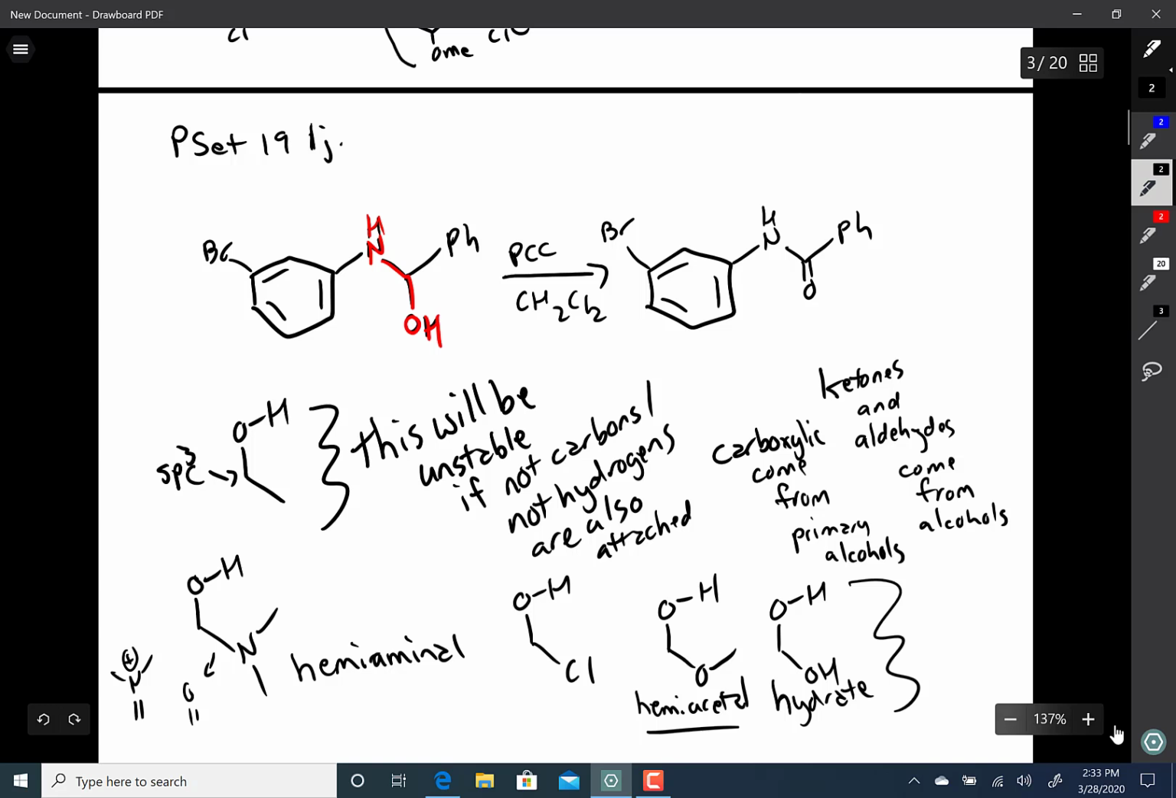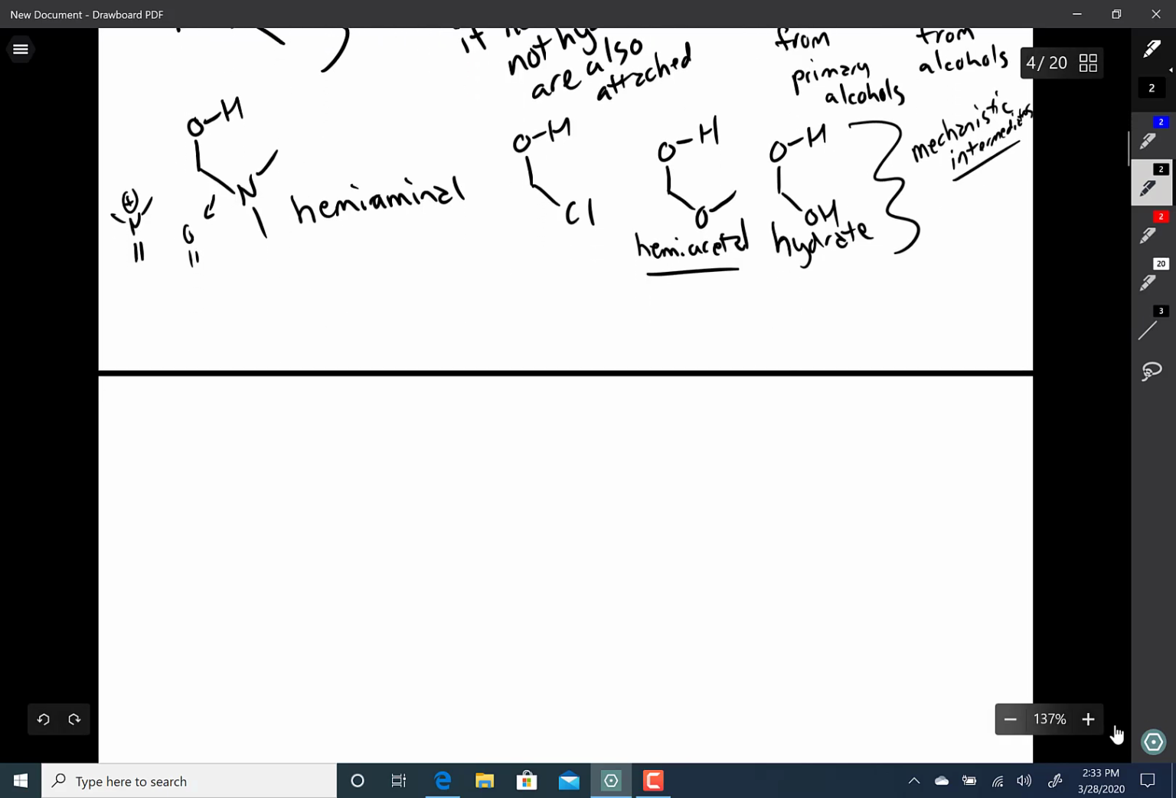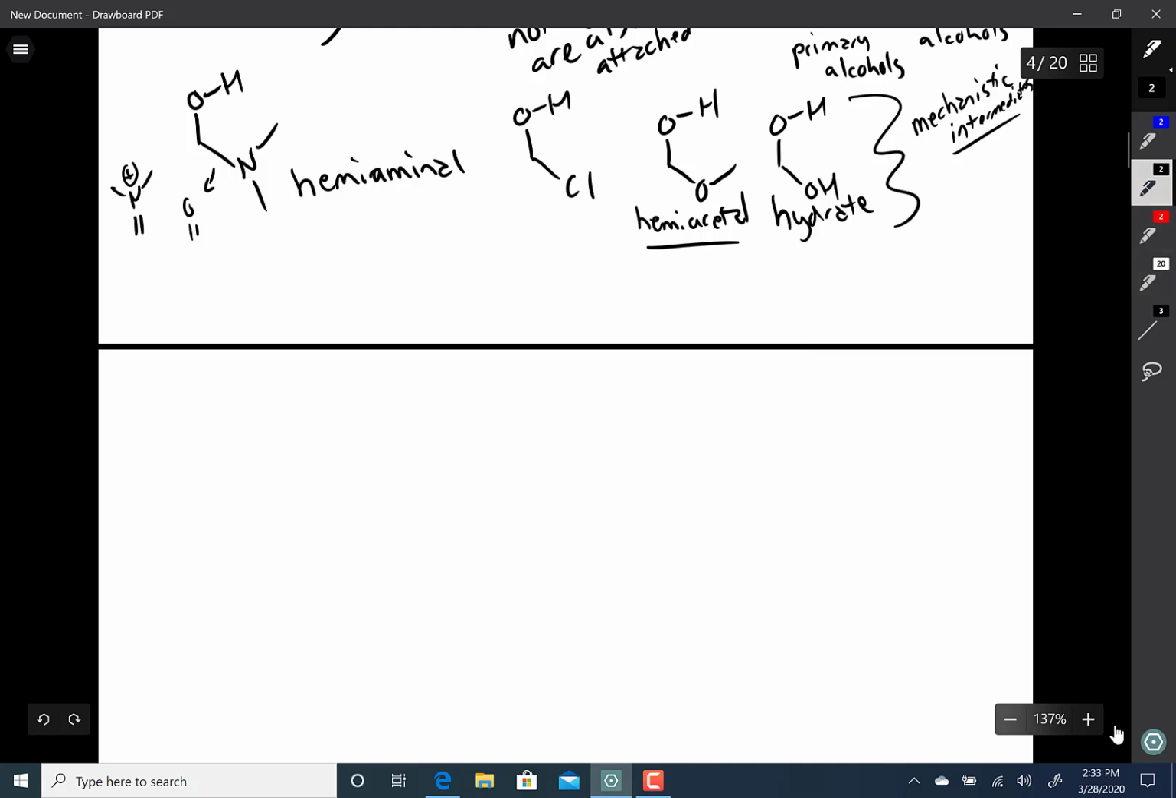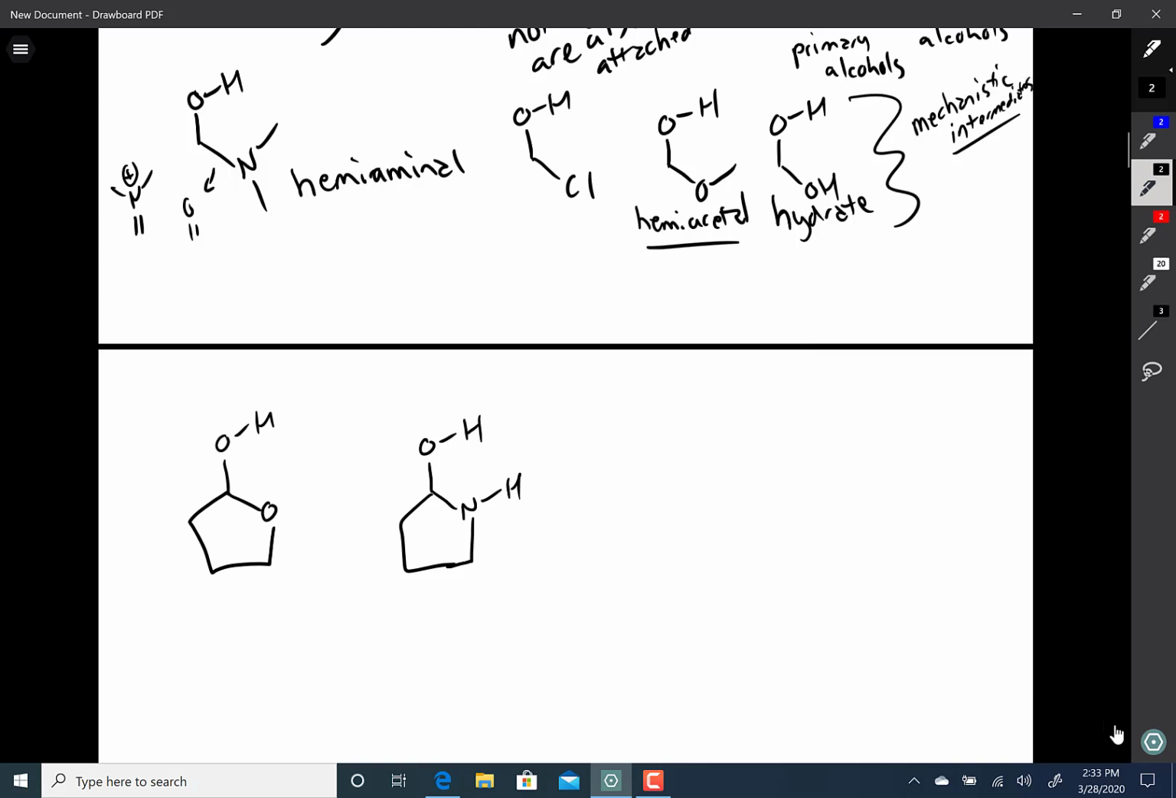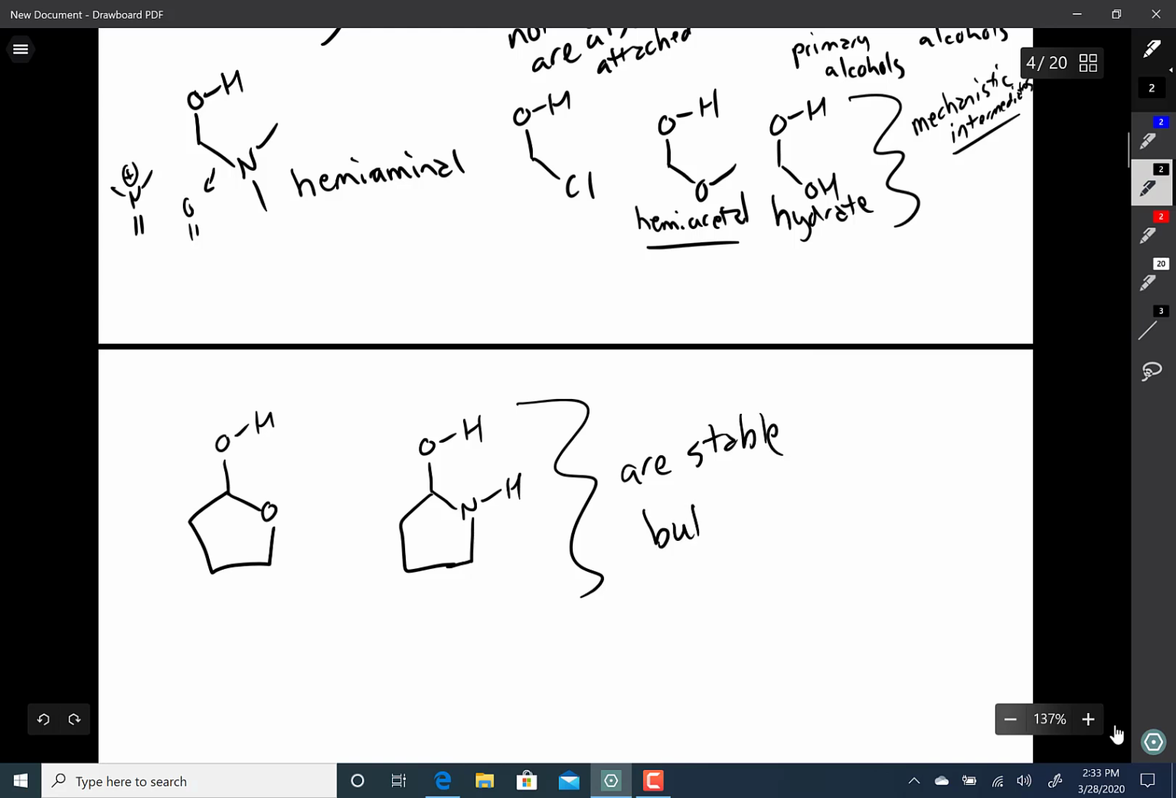These are mechanistic intermediates. The only examples of hemiacetals or hemiaminals that are actually stable enough to be used in synthesis reactions are things that are cyclic, preferably things that form 5 or 6 membered rings. These are stable, but they are the exception to the rule.